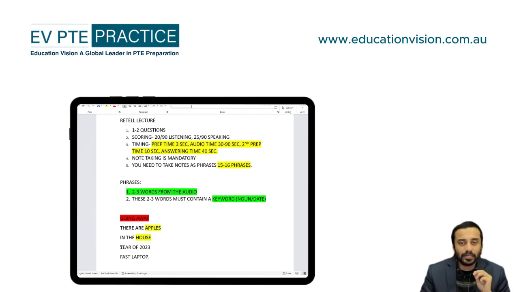Next, year of 2023. 3 words again, and 2023 is a date. So this is going to be a phrase. And the last one, fast laptop. 2 words, and the word laptop is a noun. So this is also going to be classified as a phrase. I will get my score for it. If we are not taking phrases and we are taking simple words, our listening score will suffer. So be very careful about this.